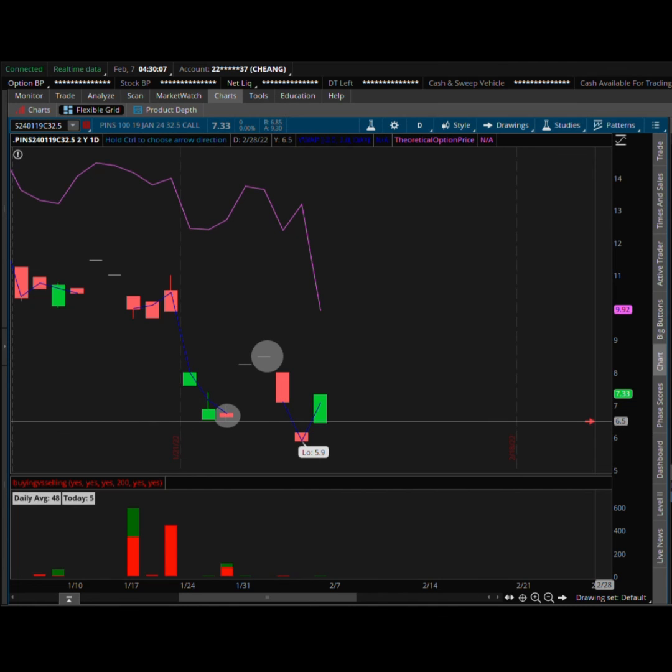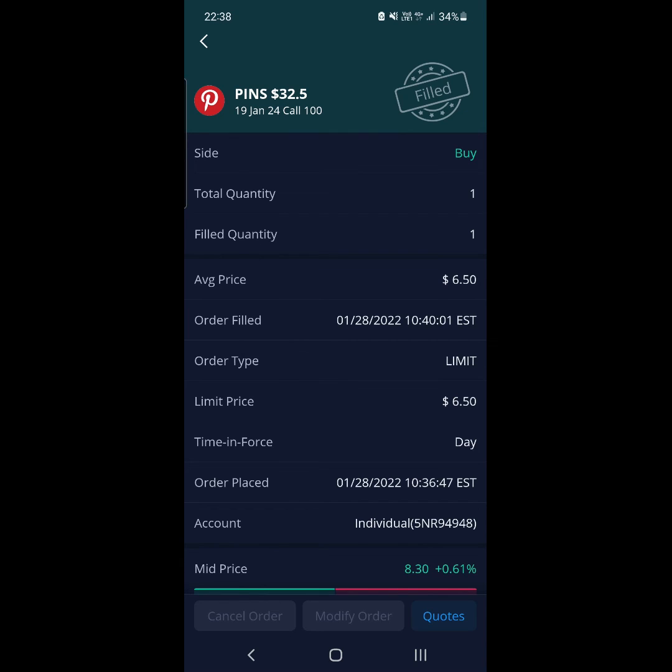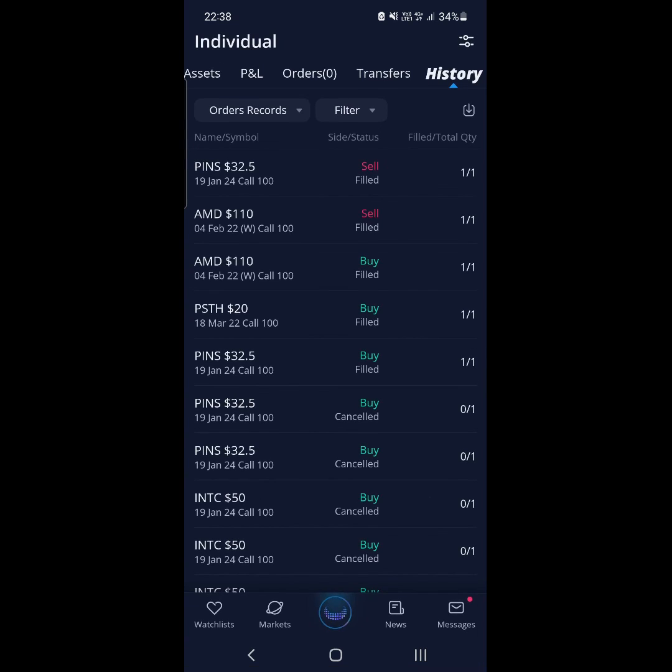But all in all, I actually took this LEAP call because of Pinterest's attractive cash flow ability. It's an unusual profit, like I said just now, in a quick 3 days movement, and I'm happy to take the profit.